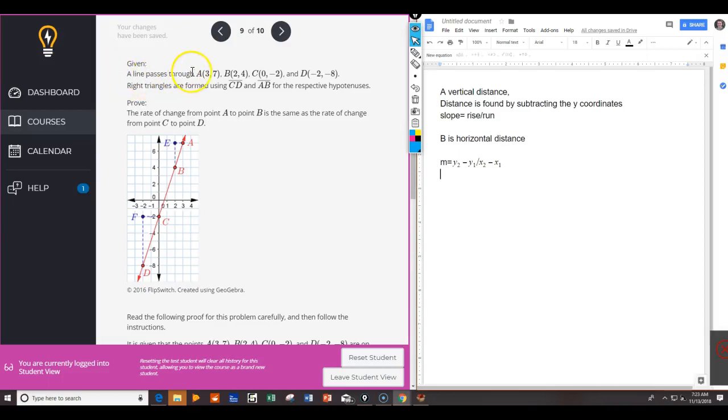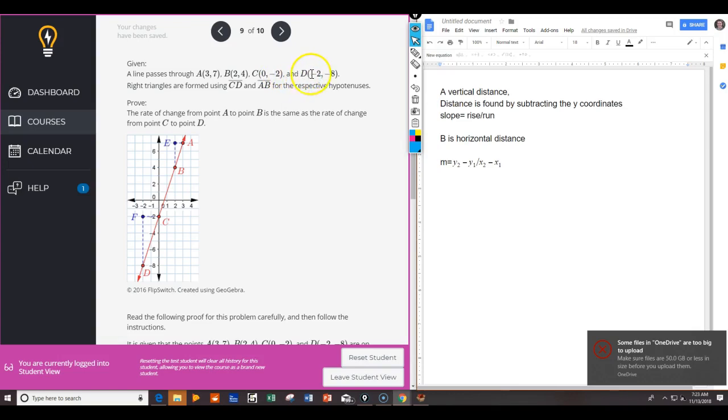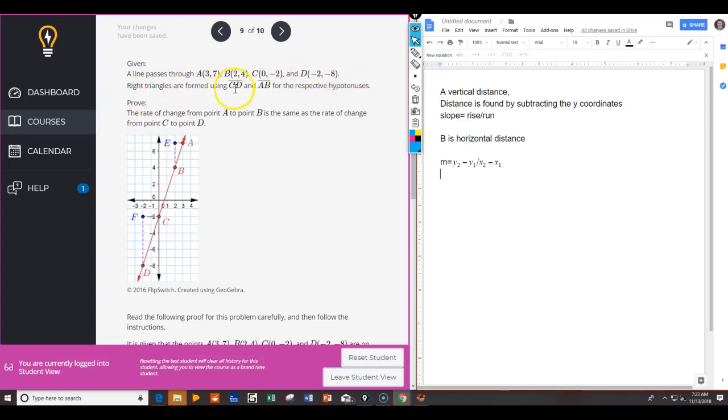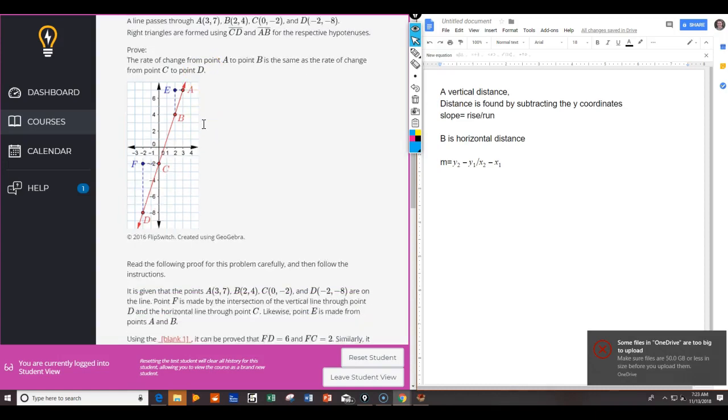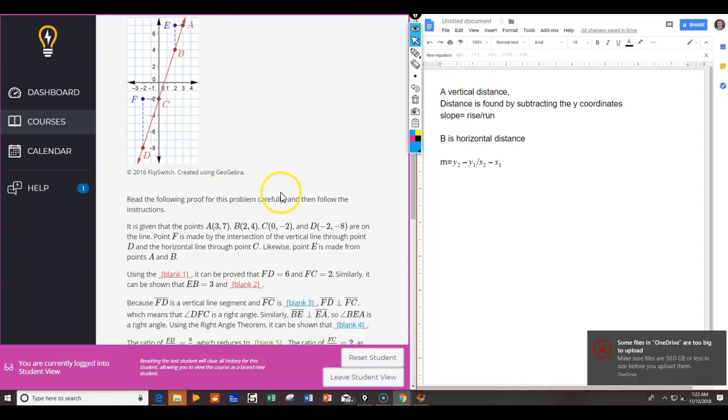Given a line passes through A (3, 7), B (2, 4), and C (0, -2), and D (-2, -8), right triangles are formed by using segment CD and segment AB for respective hypotenuses. Prove that the rate of change from point A to point B is the same as the rate of change from point C to point D. Read the following proof for this problem carefully and then follow the instructions.